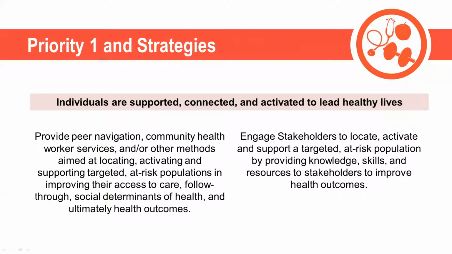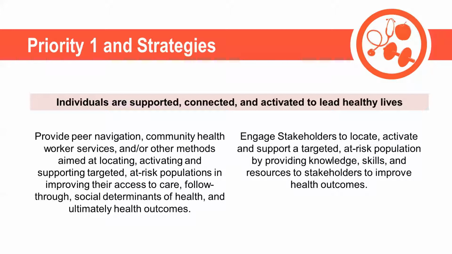So priority 1, individuals are supported, connected, and activated to lead healthy lives. There are 2 strategies under this priority. The first really points to establishing individuals in our community that will walk the walk and talk the talk with those who are at risk. To break this down, there are several methods that we name, and there are a plethora of others, so you can name your own, but providing peer navigation, community health worker services, and/or other methods.